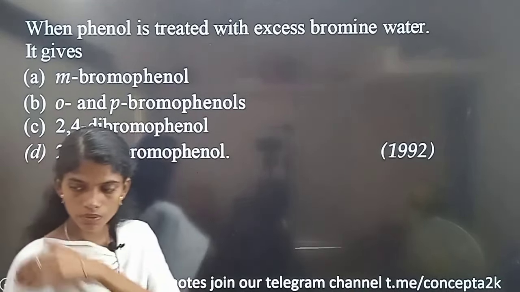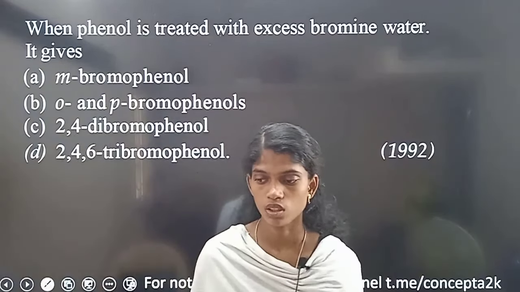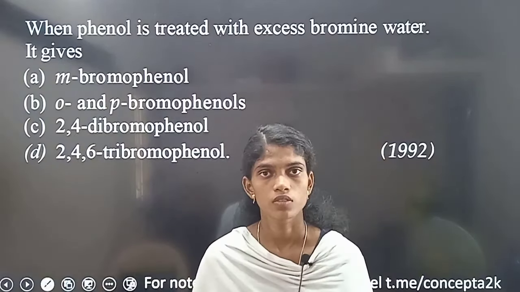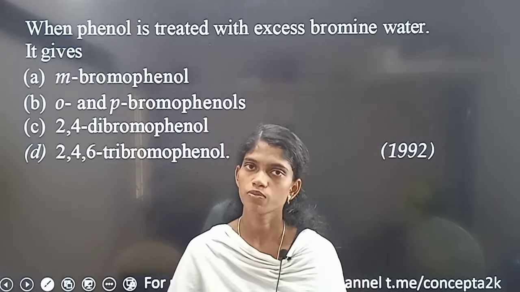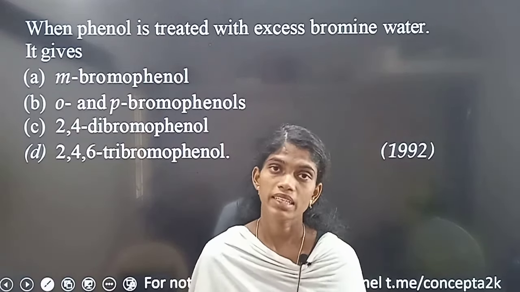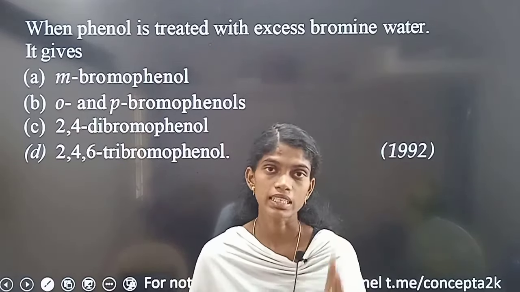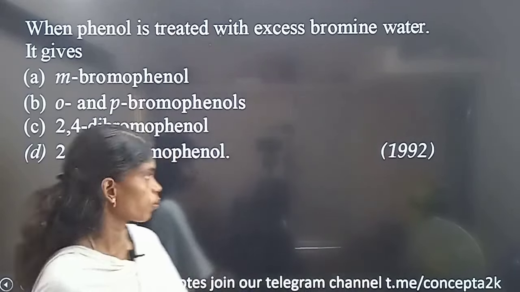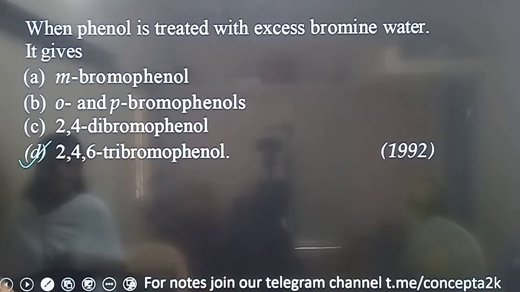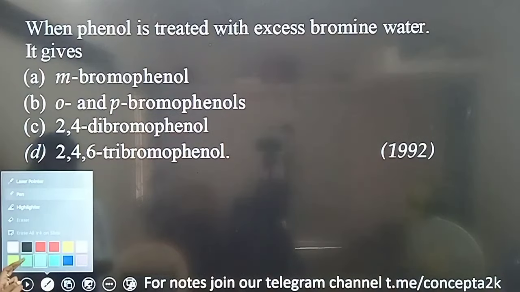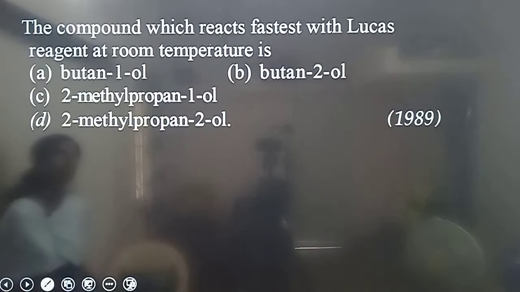So when phenol is treated with excess bromine water it gives... So when phenol reacts with bromine it gives bromophenol. But if excess is added, it yields tribromophenol. So option D is the right answer.